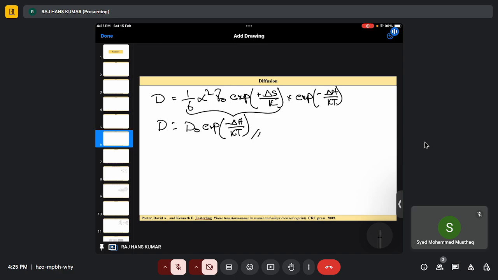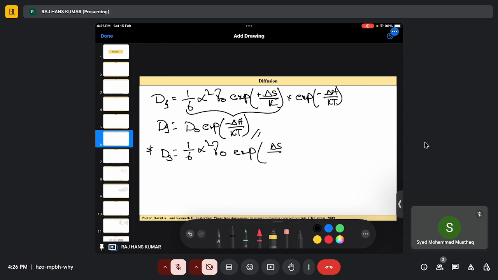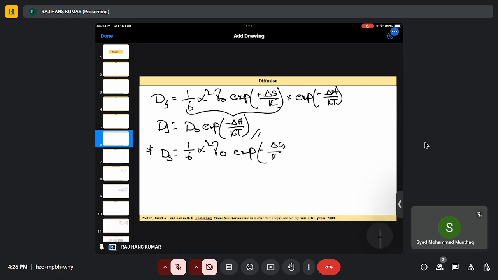Now what about the substitutional atom? For substitutional atom, it has the same relation, but only one term gets added. Let's write the same equation here. D equals 1 by 6 alpha square, that is interstitial. Now this is for substitutional. Sigma naught frequency times exponential delta S upon k, let me write it again, minus delta G upon kT.